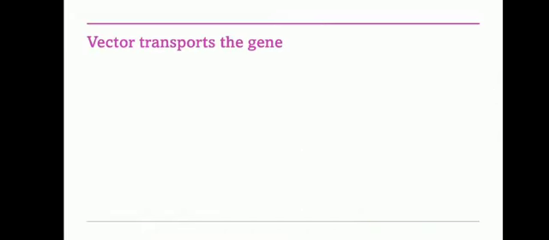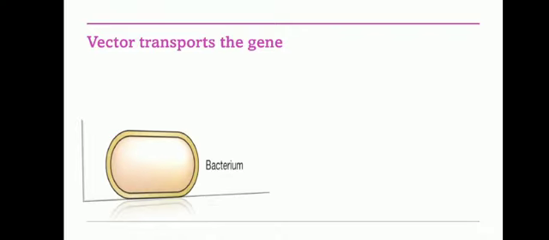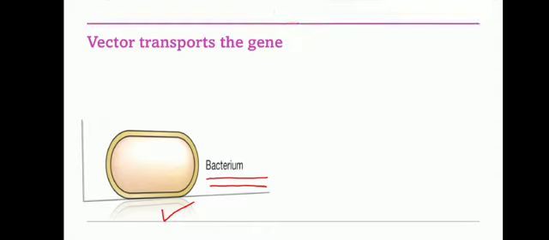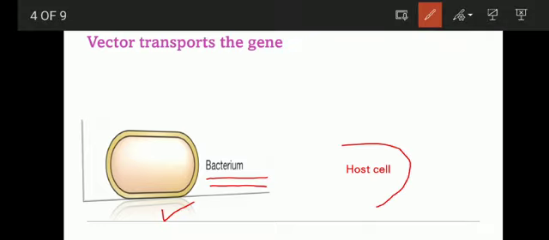Now this vector transports the gene. It will transport the gene into a host cell, which is usually a bacterium, and sometimes other types of living cells can be used also. We call it the host cell. So here we have the host cell.